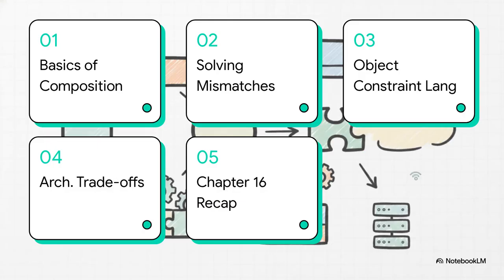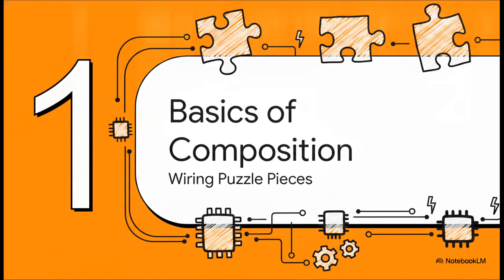Okay, let's dive into this and look at our roadmap. We're going to start by covering the absolute basics of component composition. Then we'll look at how we solve incompatibilities using adapters, followed by formalizing our interfaces with the Object Constraint Language, or OCL. After that, we'll discuss the architectural trade-offs you have to make, and finally, we'll wrap up with a rapid-fire master recap of Chapter 16 to get you prepped for exams. All right, kicking things off with Section 1, the basics of component composition.